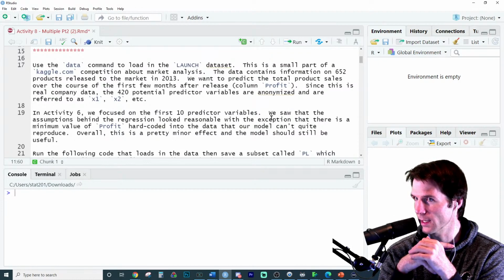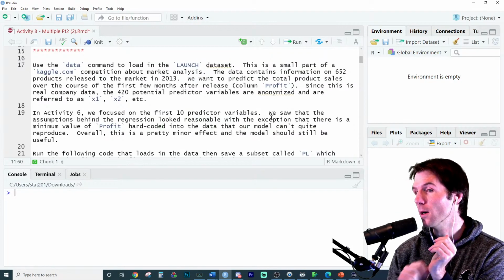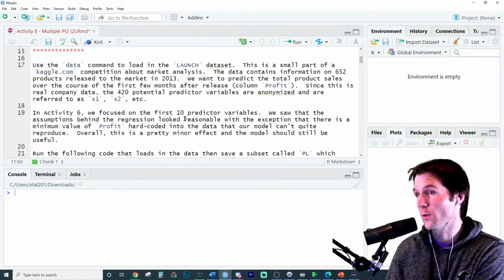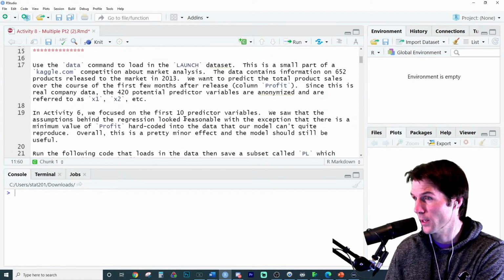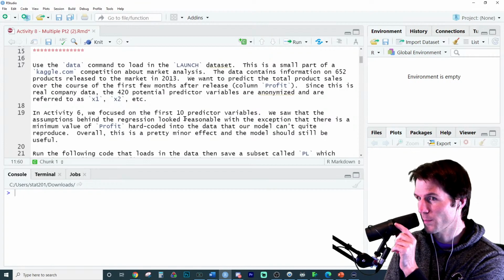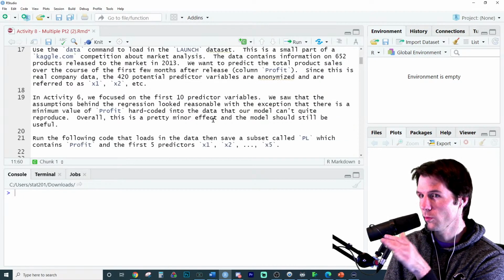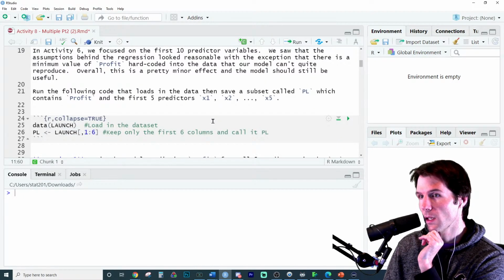I want to make sure this is the right activity. Activity 8, right? Tell me if I'm doing the wrong activity. We focused on the first one. I'm getting deja vu, everyone. Not that I've ever done these activities before. We saw the assumptions looked reasonable for some of them, and we have the following code right here. So what does this code do?